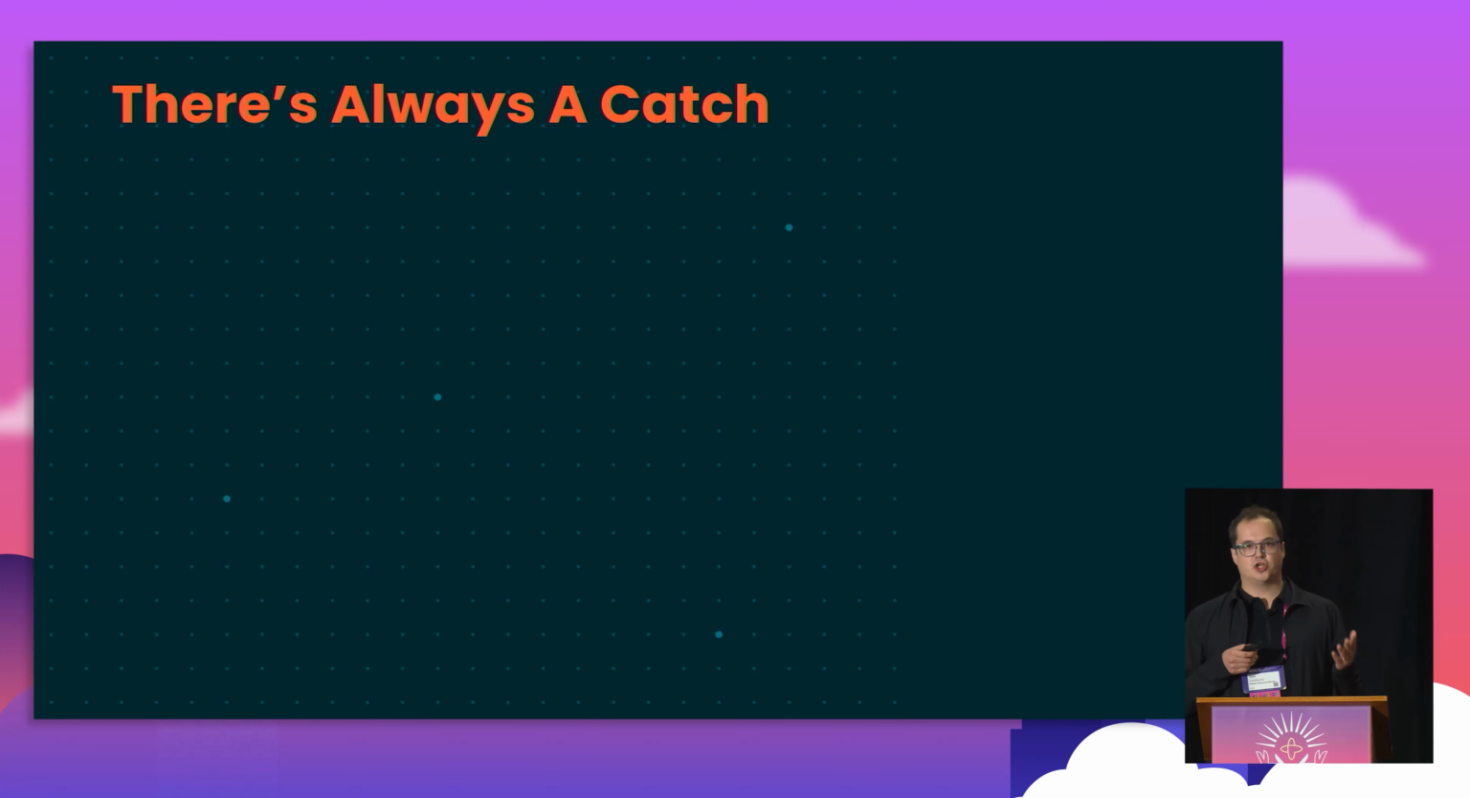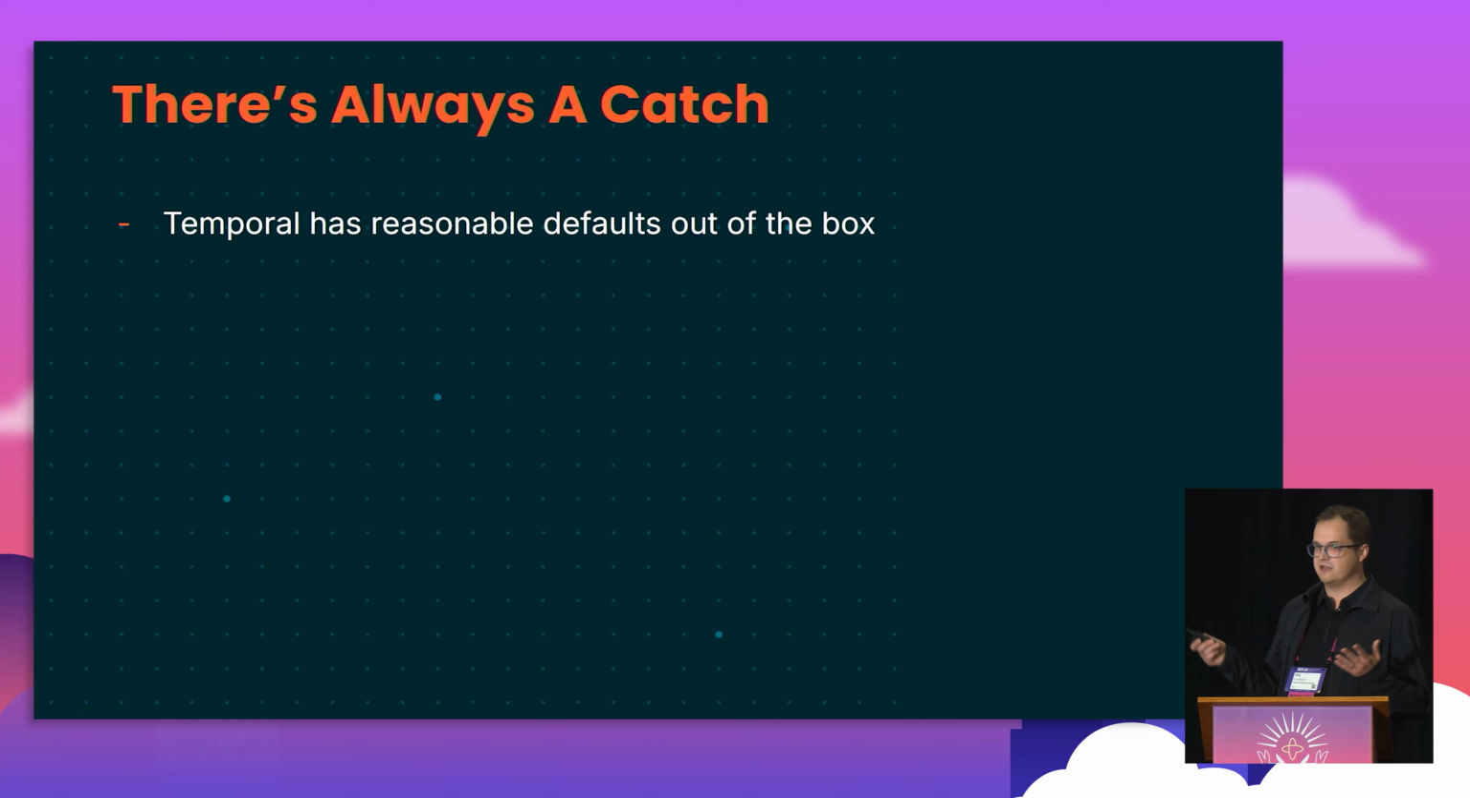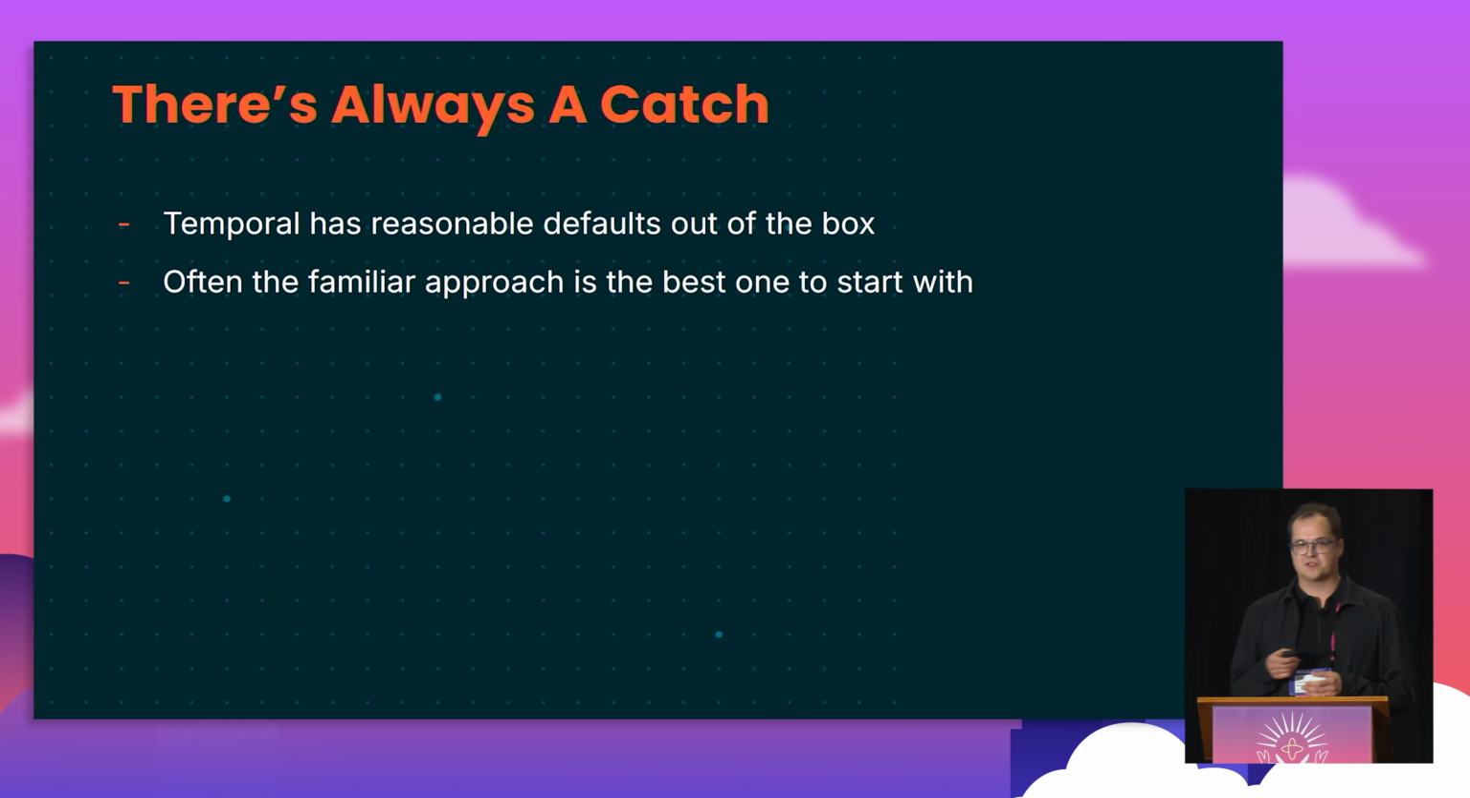Every optimization has some trade-offs, and this is no different. Temporal comes with reasonable defaults out of the box. It's not like it's set up for you to need to optimize it immediately. They've tried to make it so that the familiar approach you have for writing procedural code is often a good place to start. There's very few gotchas waiting for you. So it's not a bad idea to start with a somewhat naive approach. In a lot of cases, that's going to work out just fine.